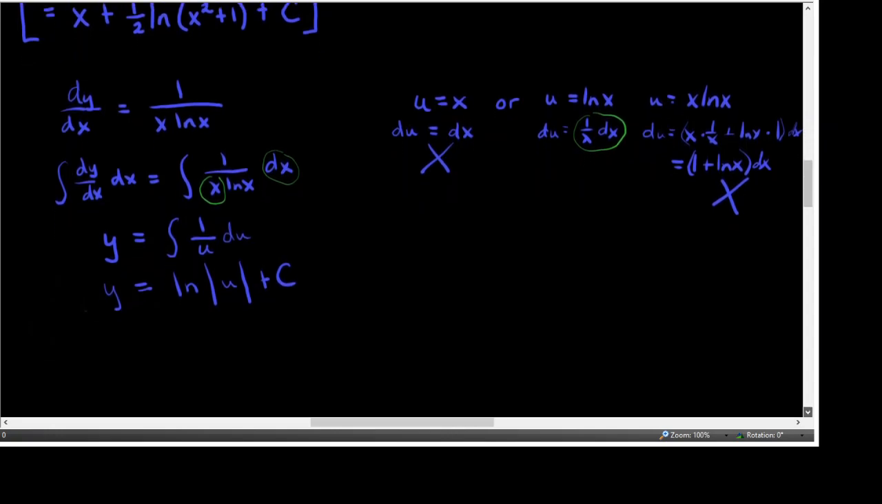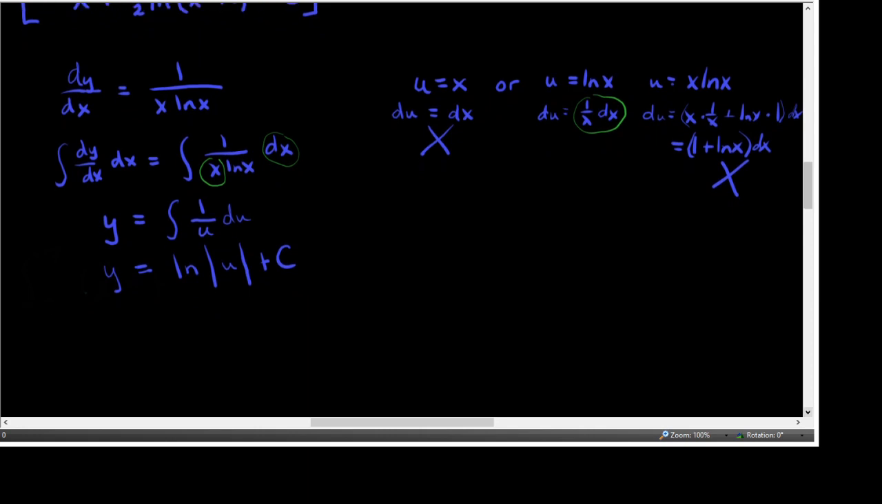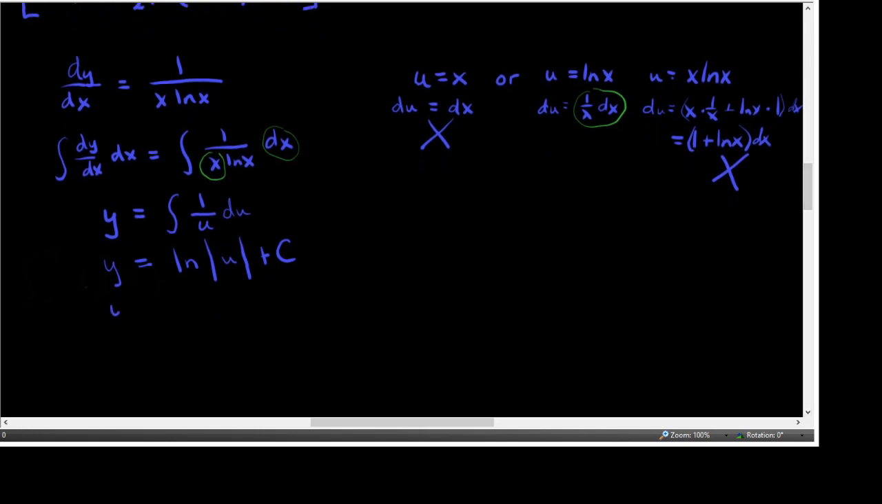Then, going back to the original variable, this will be y equals the natural logarithm of the absolute value of ln of x plus c. Now, is that absolute value necessary?